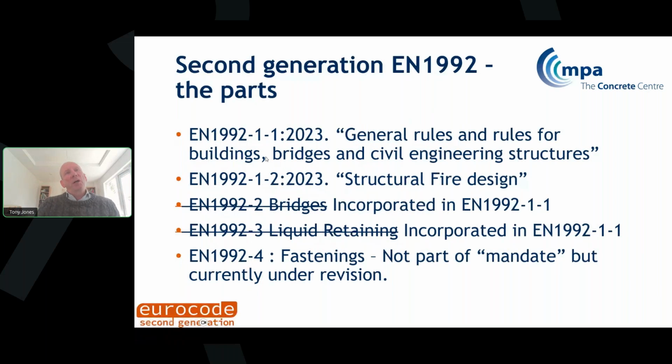So the first thing to recognise is that in the update of Eurocode 2, the separate parts on bridges and liquid retaining structures have now been incorporated into Part 1-1. The view was taken that the information in both the bridges part and the liquid retaining part was actually valid for other structures, and it seemed perhaps more political that there was a separation. So now in 1992-1-1, we have an annex which just provides a limited number of additional rules for bridges, and similarly we have an annex which includes a limited number of additional rules for liquid retaining structures.